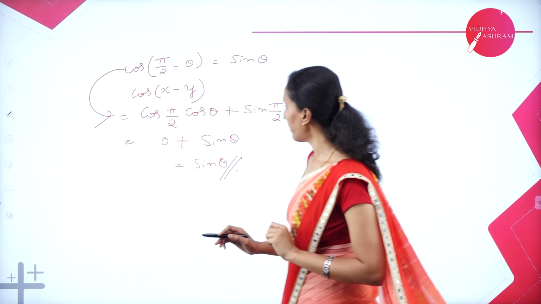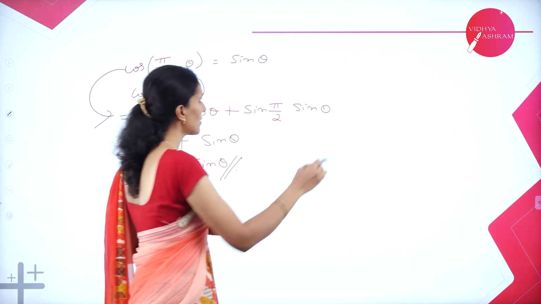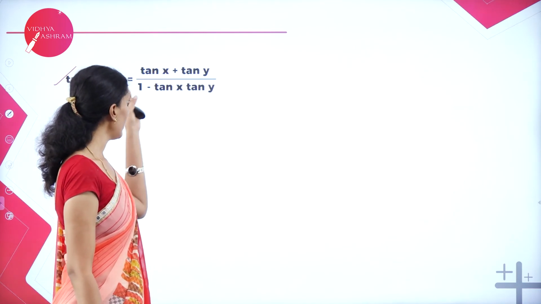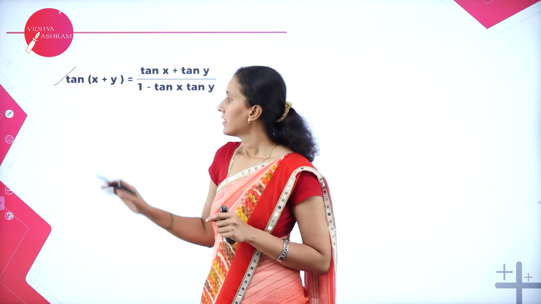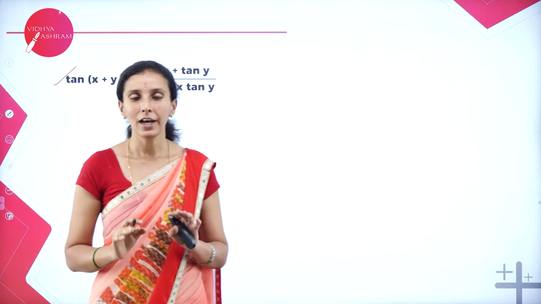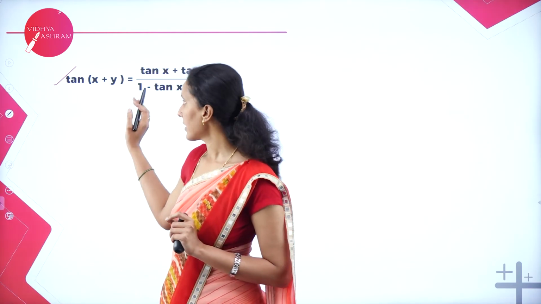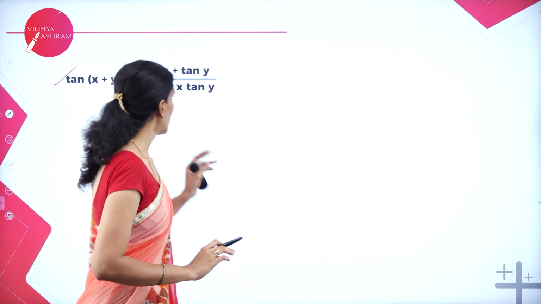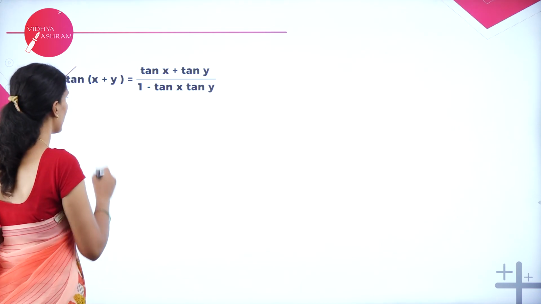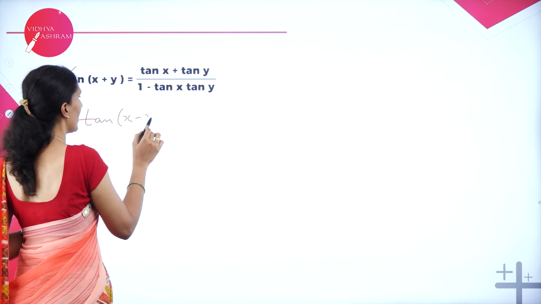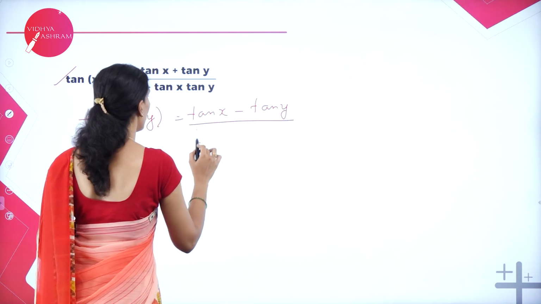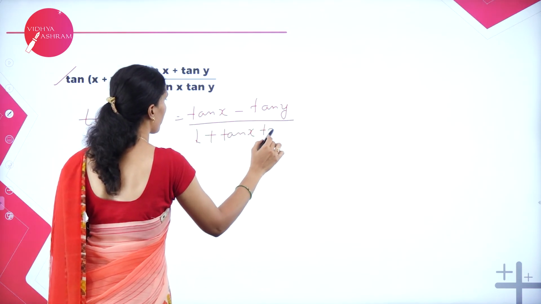Let me take one more example. We know here is one more property, that is tan(x + y) is equal to (tan x + tan y) divided by (1 − tan x tan y). All these identities, that is tan(x + y), cot(x + y), cot(x − y) or tan(x − y), just learn them as identities, no proof in your syllabus. So tan(x + y) is nothing but (tan x + tan y)/(1 − tan x tan y). Similarly, we have tan(x − y) as (tan x − tan y) divided by (1 + tan x tan y).